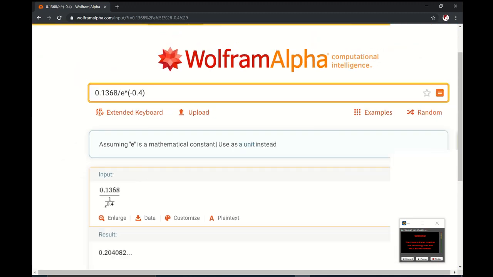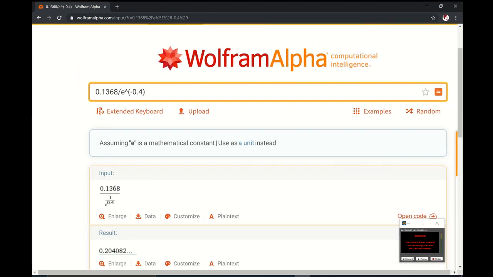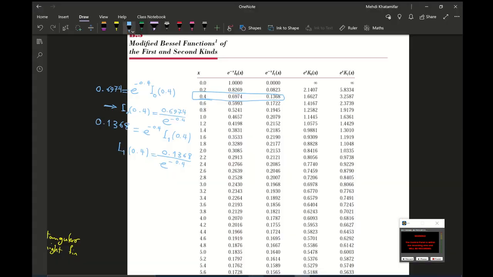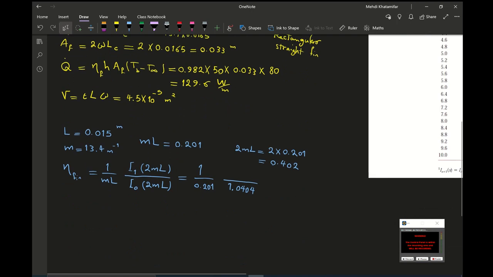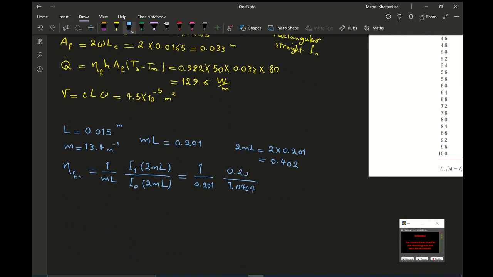So the value for this one is going to be 0.204. Let's write it down here. So 0.204, and if I calculate, this is going to be 0.978. So this is the fin efficiency for the triangular fin.